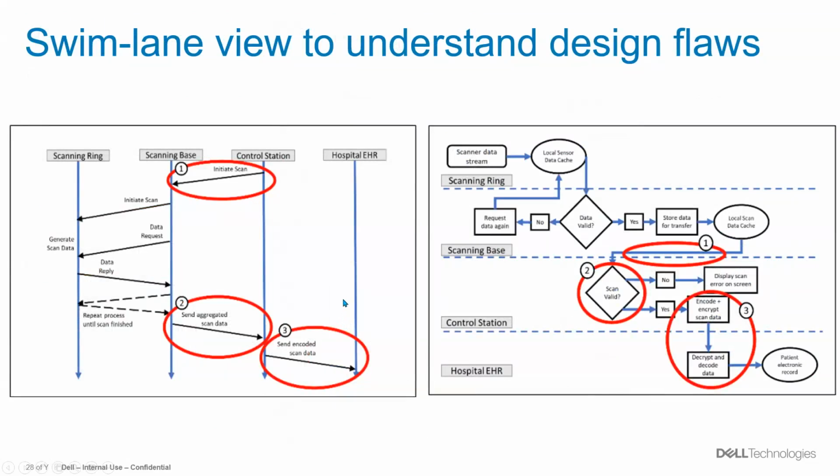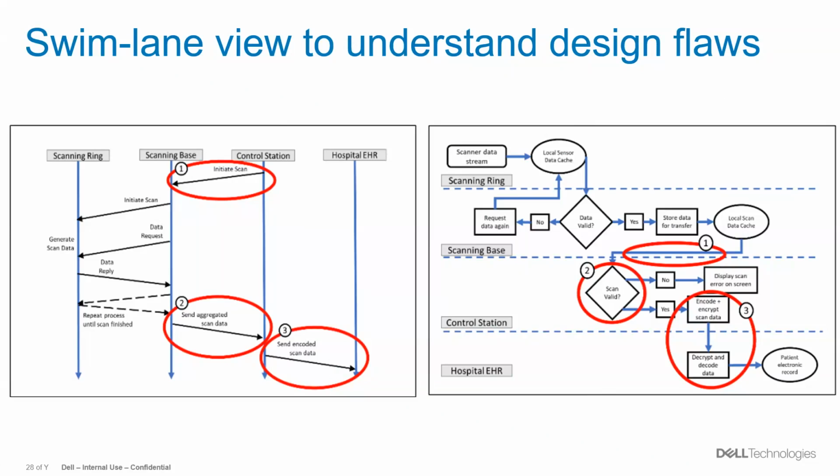So as you can see, there are significant gaps in the way the previous pictures were depicting. Here we see there is an initiation of the scan from the control station, then the scan happens, then the data request is given from the base, then the data is replied back, and then aggregated data is sent to the control station, and finally it is encoded or encrypted and sent back to the hospital EHR.